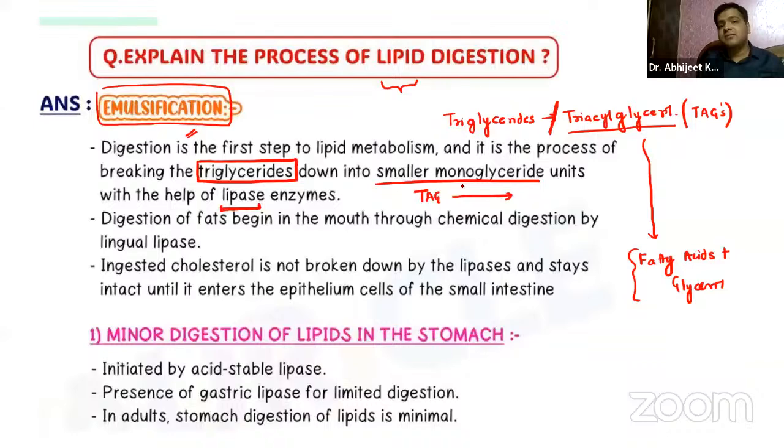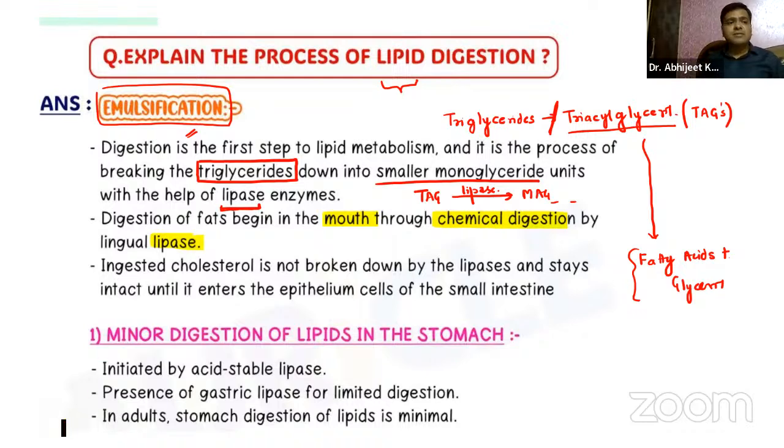So triacylglycerol, via the action of lipase, will be converted into monoacylglycerols, right? Now, digestion of fats or lipids basically begins in the mouth. It begins in the mouth, right? And it is a chemical digestion, guys, because there is an enzyme present in the lingual. When we say lingual, it means the mouth, the lingula. So it is the lingual lipase.